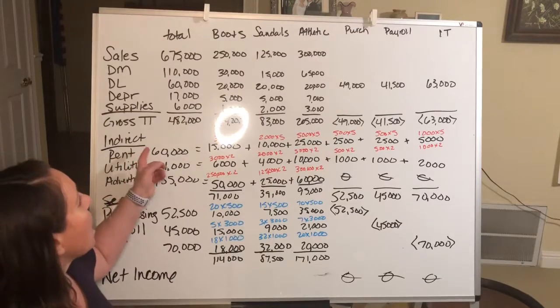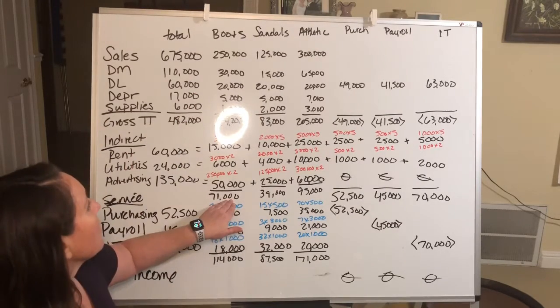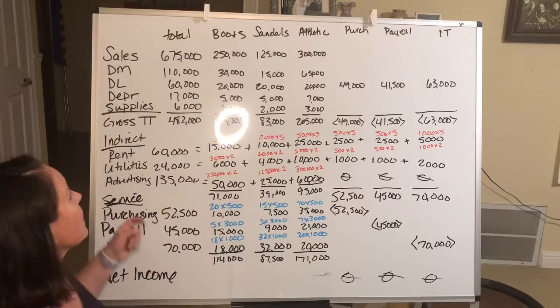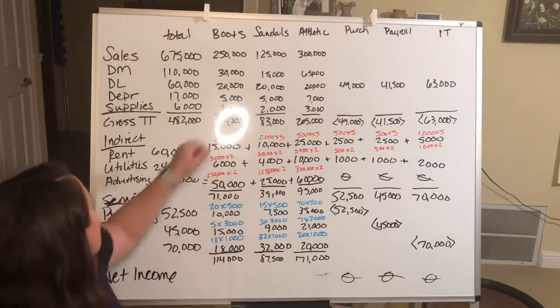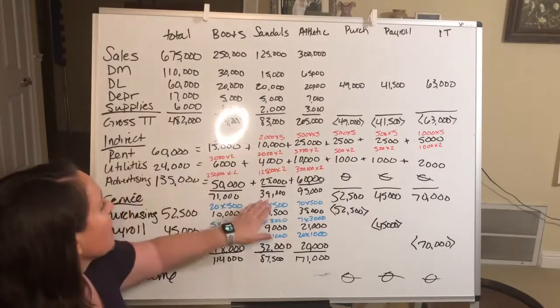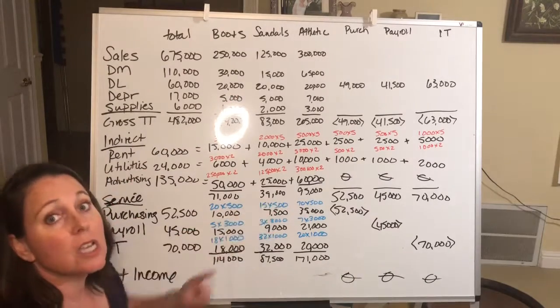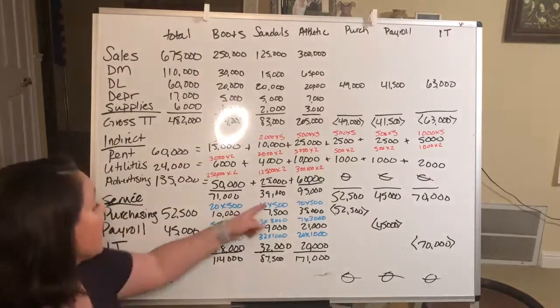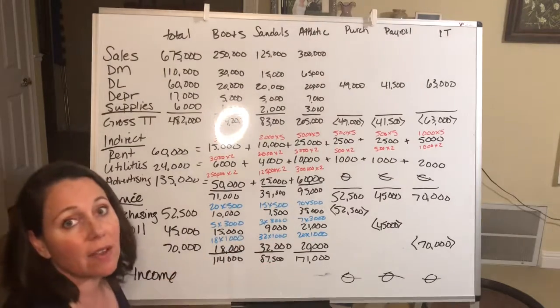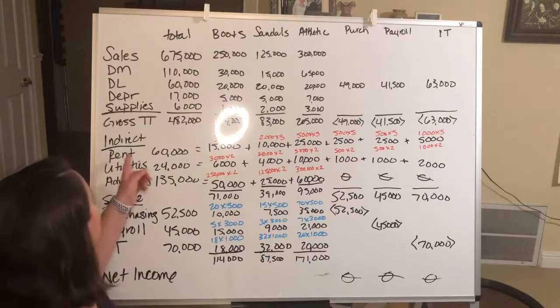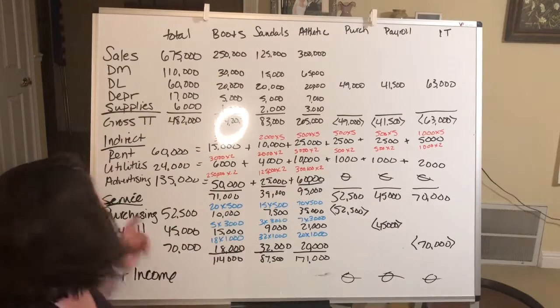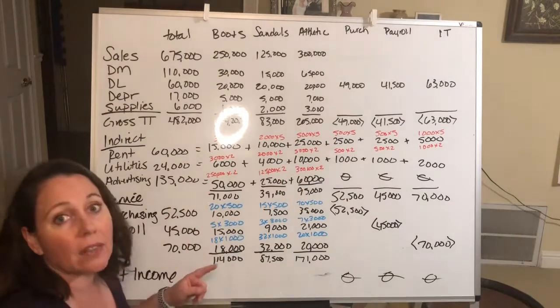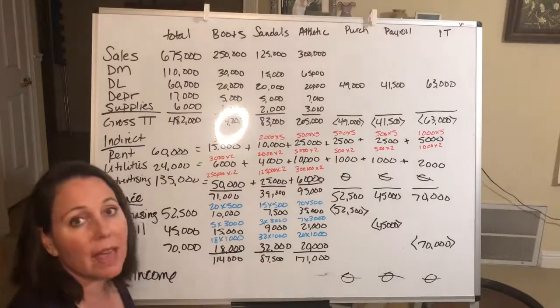So indirect costs allocated to Boots was $71,000. Service costs allocated to Boots was $114,000. Indirect costs allocated to Sandals was $39,000. Service costs allocated to Sandals was $87,500. Indirect costs allocated to Athletic was $95,000. Service costs allocated to Athletic was $171,000.